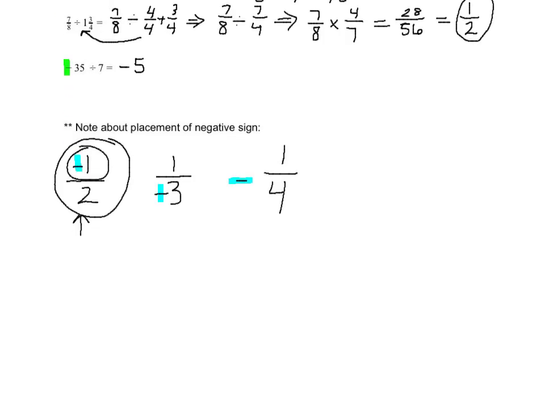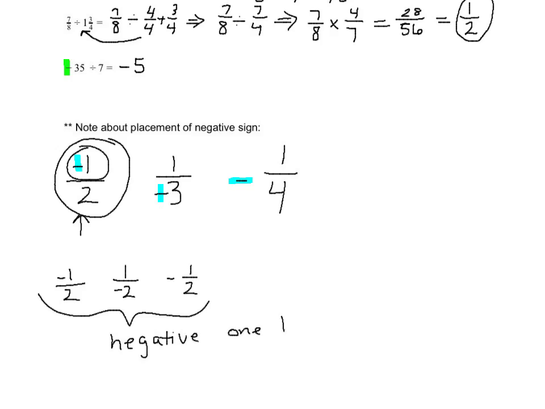So say you actually had negative 1 over 2, 1 over negative 2, and negative 1/2. These are all negative 1/2. So if you see a fraction, it looks kind of wonky because the negative seems to only be on the top or on the bottom. Doesn't matter, the whole thing itself is negative.